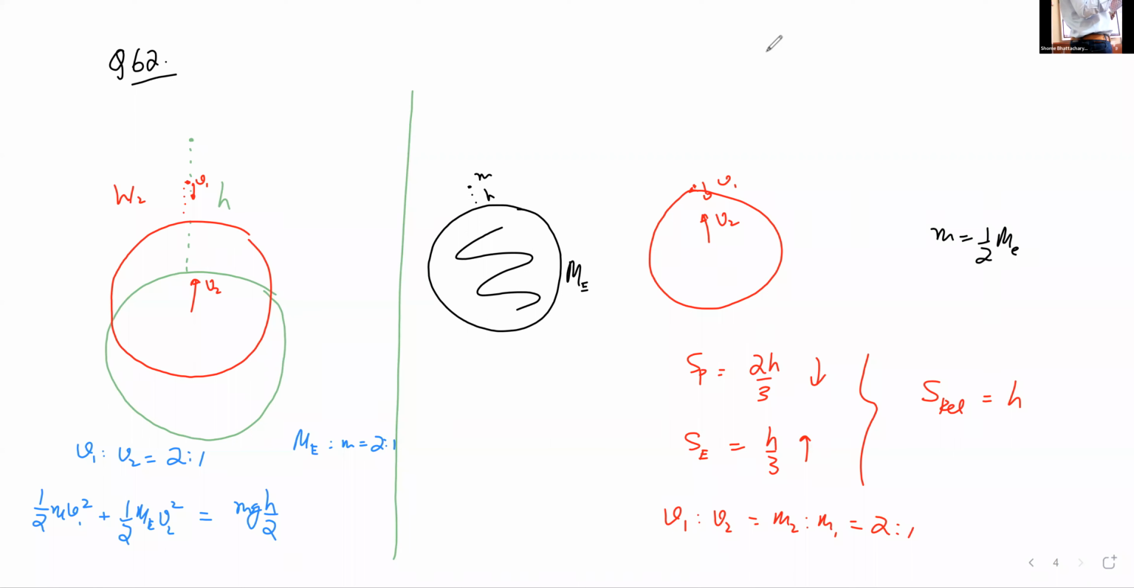Anything else? The 64th question, I think you would have found quite simple, direct formula based. Once you know that theorem that we discussed, perfectly elastic collision, equal masses, they always have a 90-degree divergence.